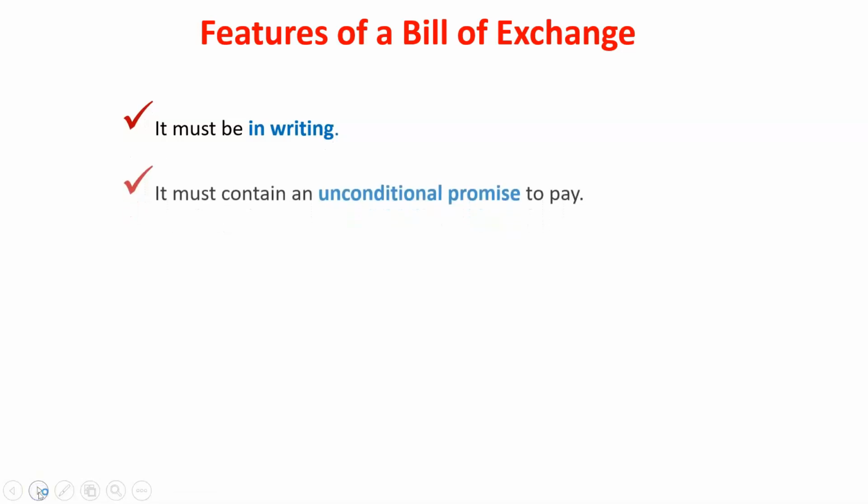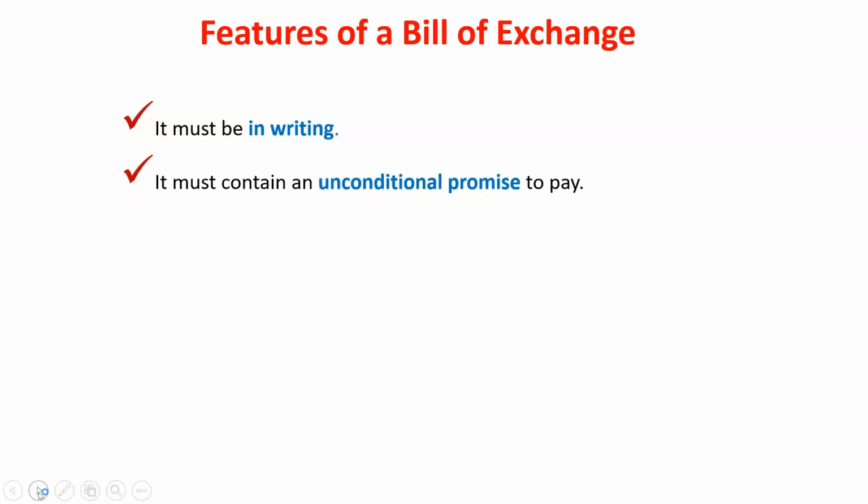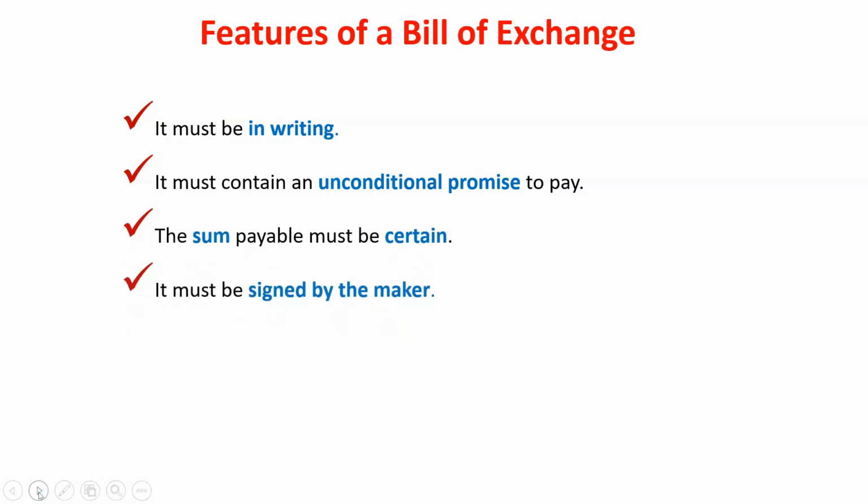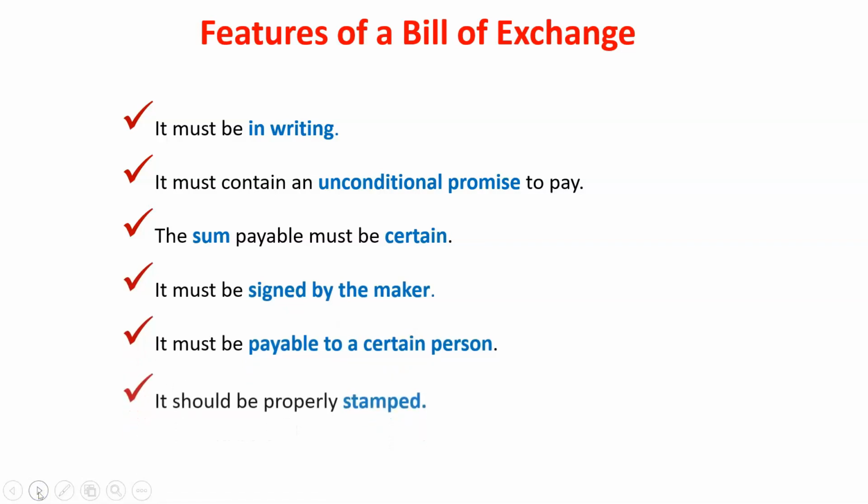Bill of exchange has certain features associated with it. For example, it must be in writing. It must contain an unconditional promise to pay. The sum payable must be certain. It must be signed by the maker. It must be payable to a certain person. It should be properly stamped.